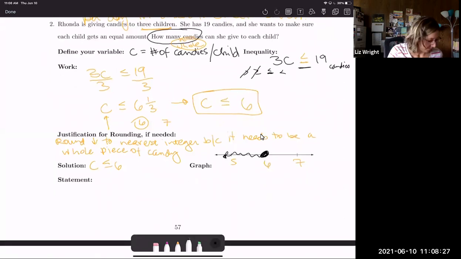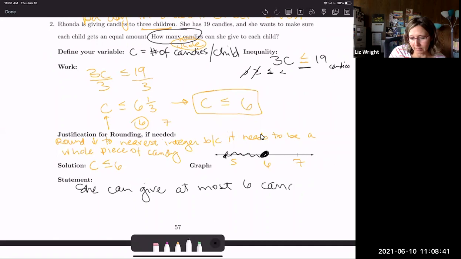Now we're writing a statement. So she can give at most 6 candies to each child.